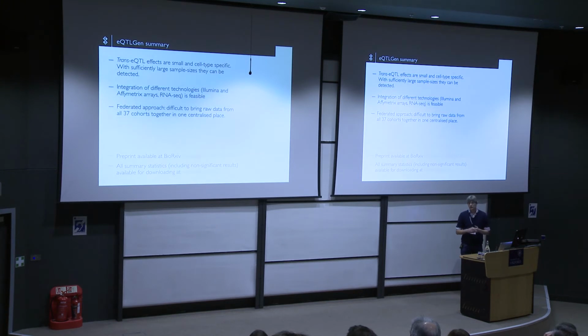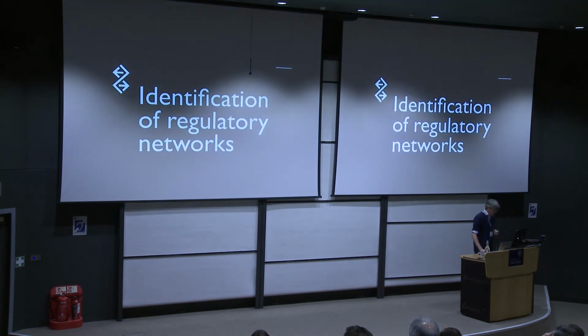And another problem that we ran into, and I suppose that's going to hold for other future functional genomics strategies aiming at bringing a lot of data together, is that we had to go for a federated approach because it was impossible to bring all the raw data together. And this is something where various avenues exist to ease these types of federated functional genomic analyses. And a preprint is available, and all summary statistics data, including all non-significant results, can be downloaded from the eQTLGen website. And I do think that there are now a few opportunities based on these kinds of approaches.